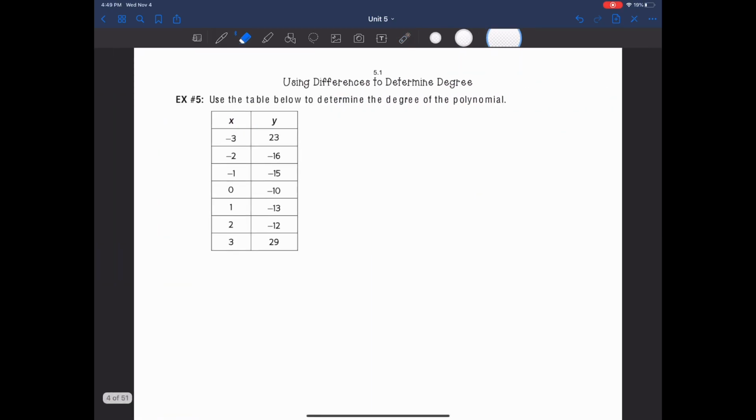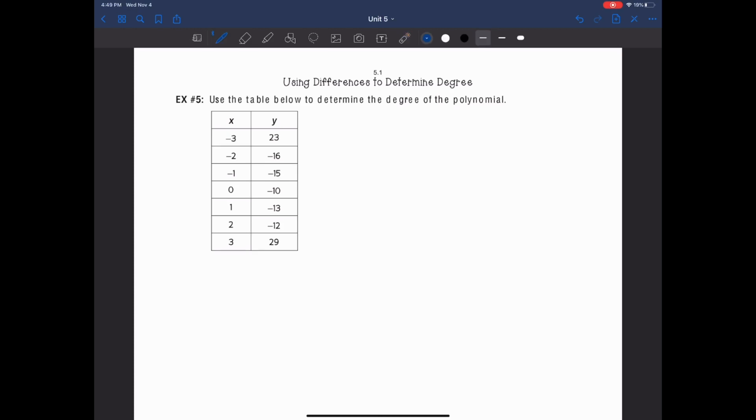This is using differences to determine the degree. So example number 5, we're going to use the table below to determine the degree of a polynomial. Now the process that we're going to use is a little funky, a little weird, but I want you to follow along as best you can. Pause the video, rewind the video, do what you've got to do to understand what's happening here.